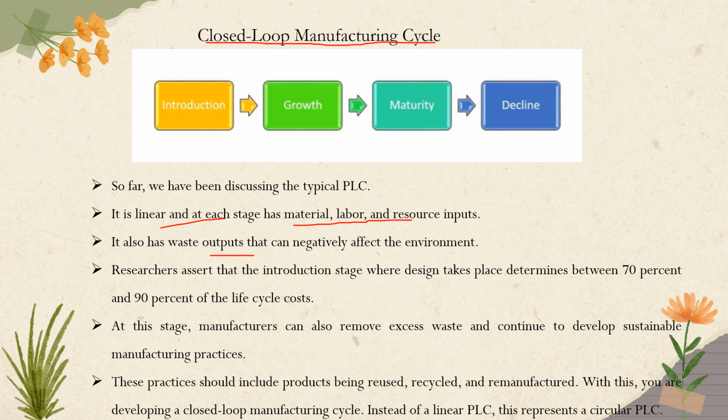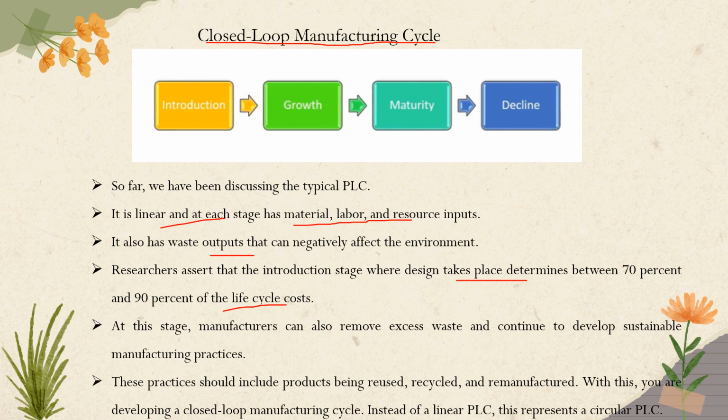Say for example, so many companies do not know where to deposit their waste, and some of the companies are depositing it in the ocean and sea, and that is causing toxic effects to marine life. So the marine ecosystem is getting affected, and when the marine ecosystem gets affected, our terrestrial ecosystem will also definitely get affected. So researchers assert that the introduction stage, where design takes place, determines 70 to 90% of life cycle cost.